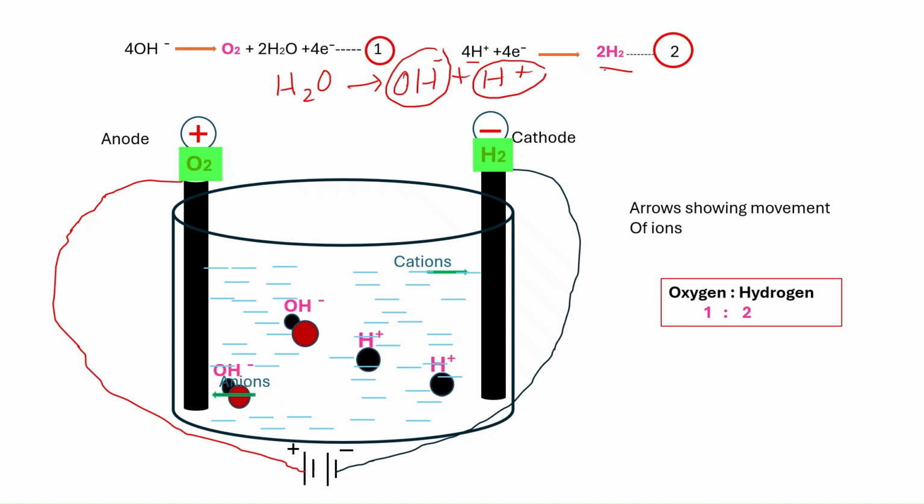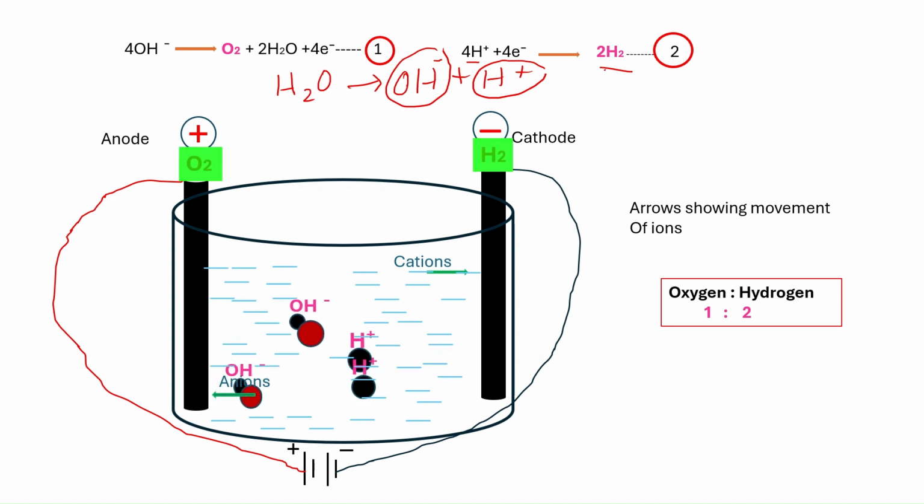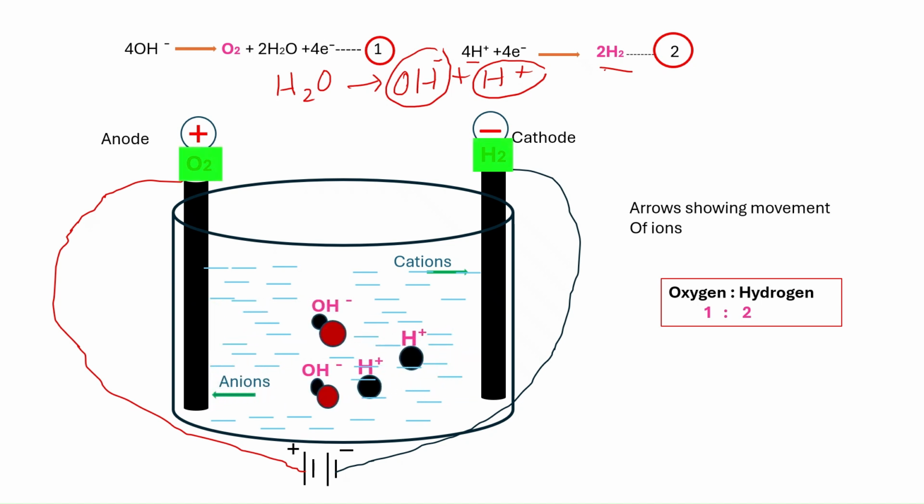Here, the hydrogen volume is twice the oxygen volume. When you start the electrolysis, hydrogen gas production will be double that of oxygen. The volume of hydrogen gas is twice the volume of the oxygen gas. I think this is the mechanism, and now you understand how hydrogen gas and oxygen gas are formed.